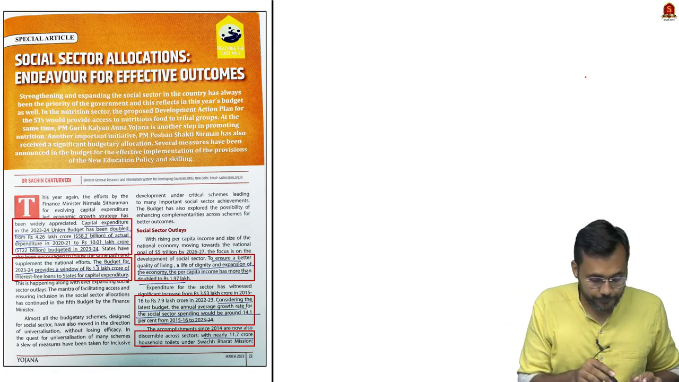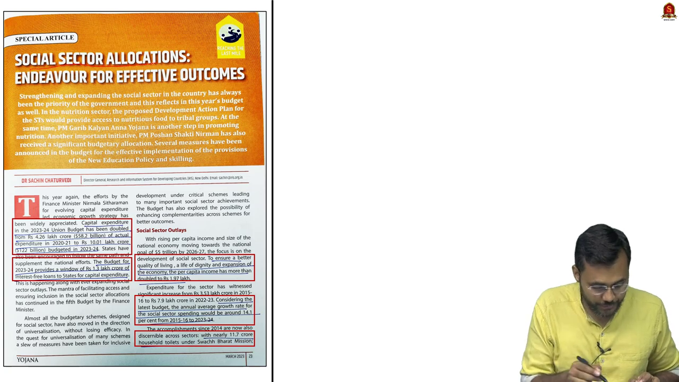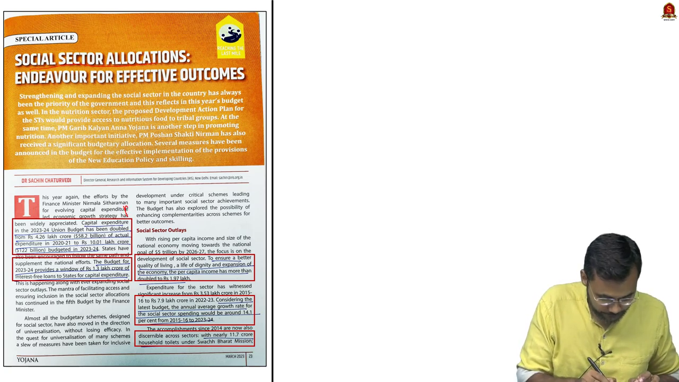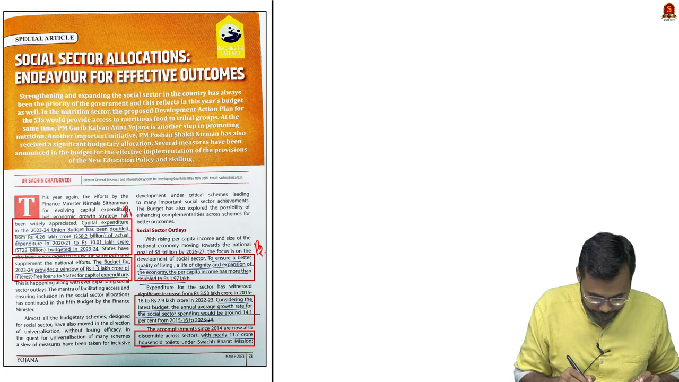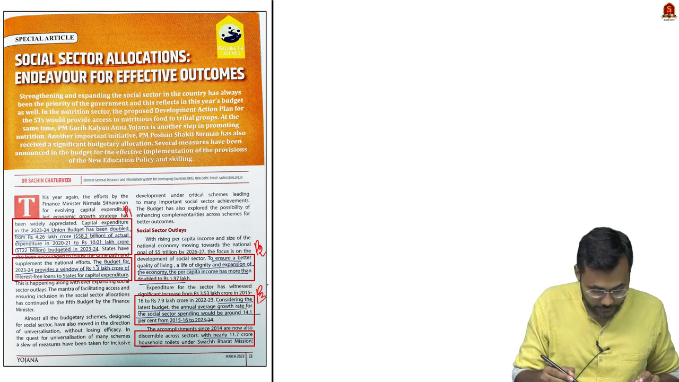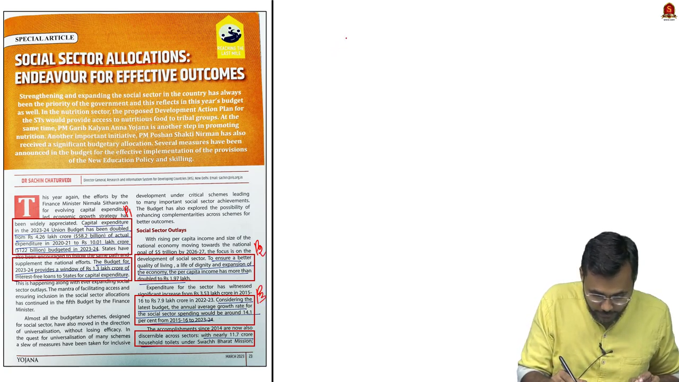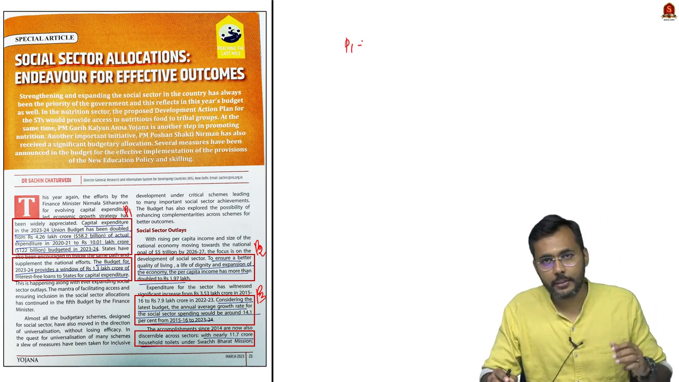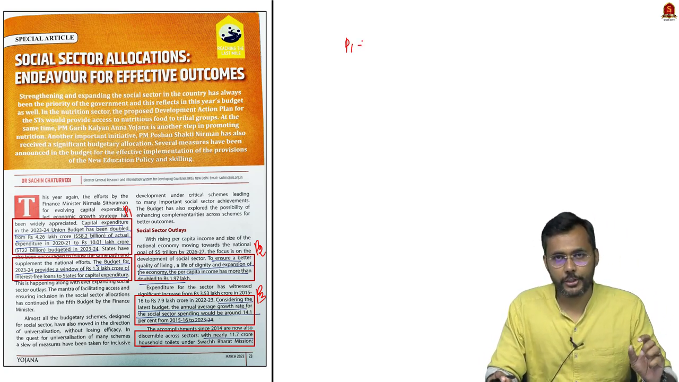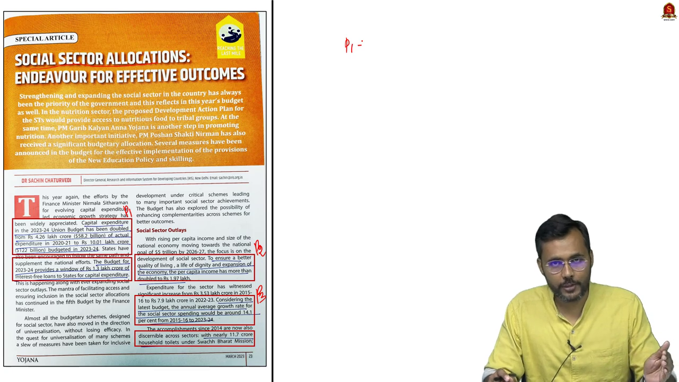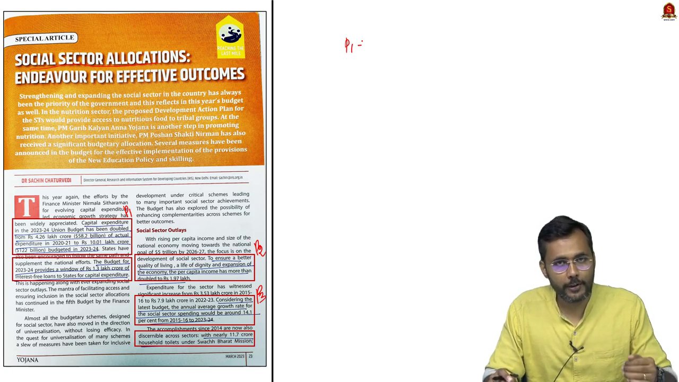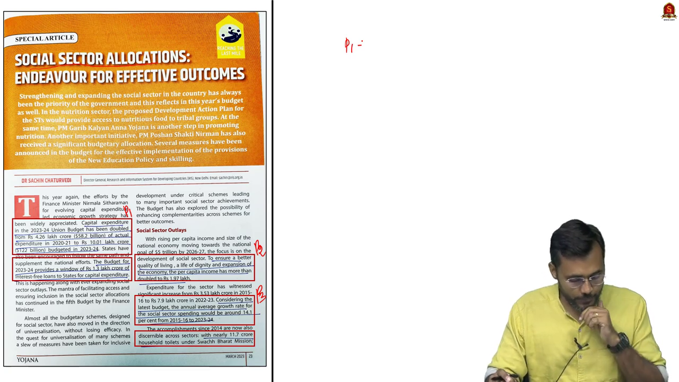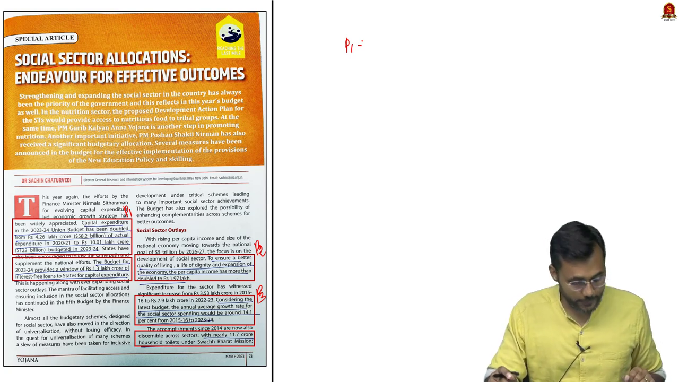So next we go to social sector allocations. So in paragraph one, paragraph two, paragraph three. So in paragraph one, regarding social sectors, in any country infrastructure can be classified into social infrastructure and physical infrastructure. In that, social infrastructure speaks about education and health, whereas physical infrastructure speaks about roads, rail networks, port networks. So in this article, we are focusing on social sectors.